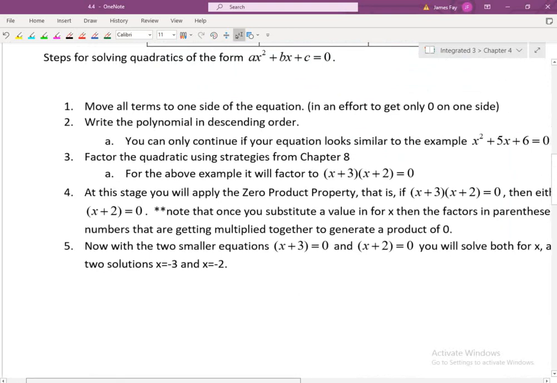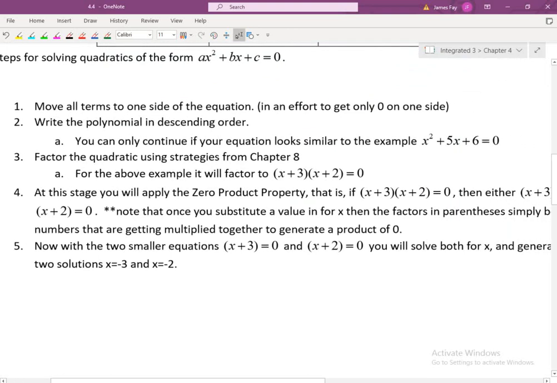All right, so here are the steps. First thing you're going to do is move all your terms to one side of the equation, and that will leave you 0 on the other side. Make sure all your terms are combined. So you'll have an x squared term, an x to the first term, and a constant. Then we make sure that we write everything in descending order.